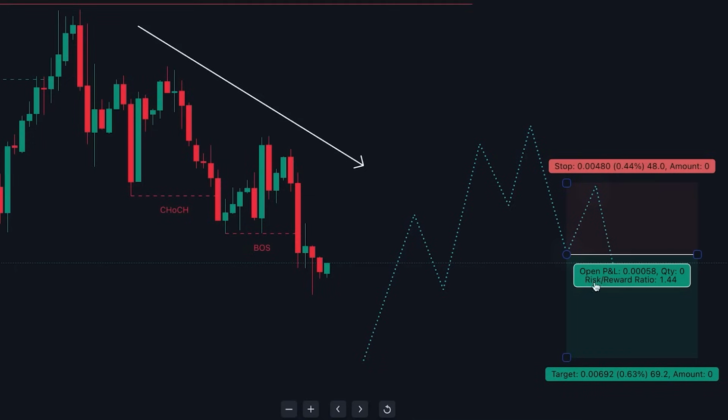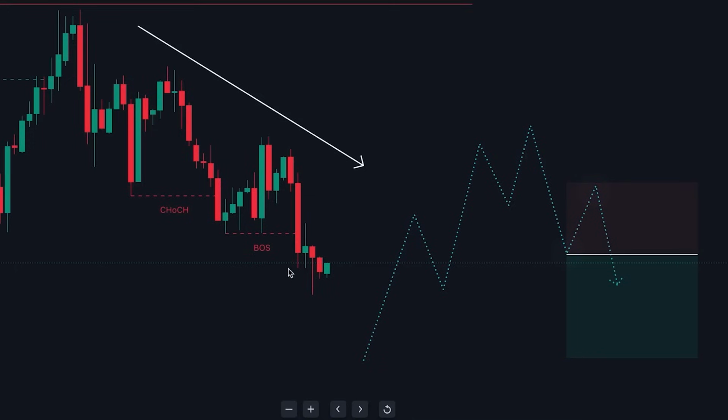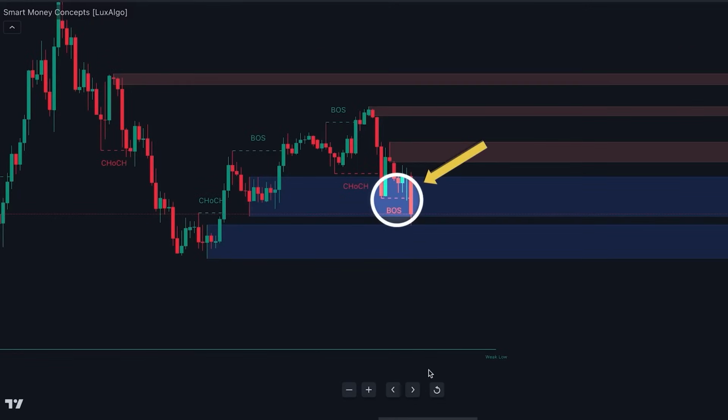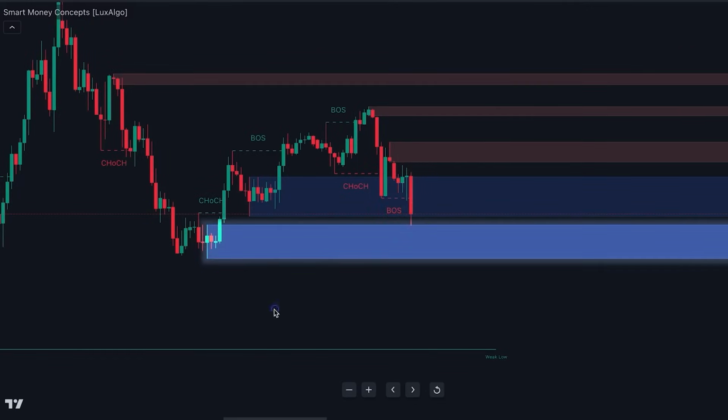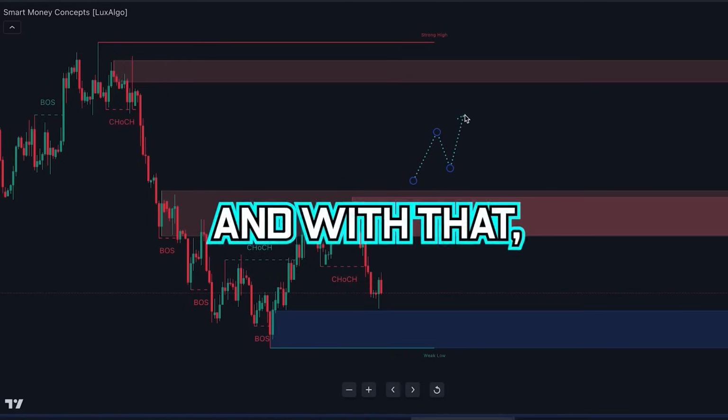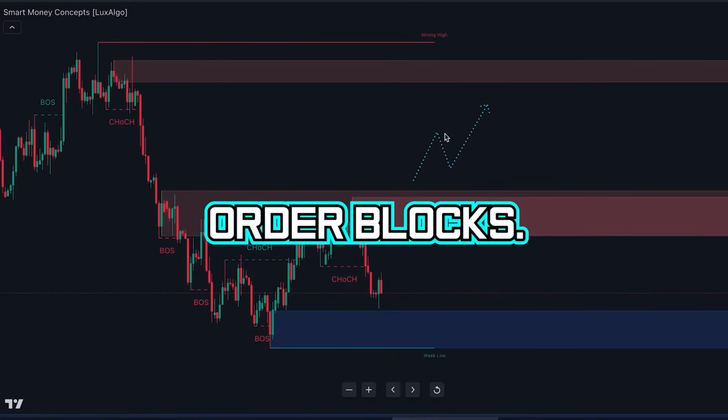While break of structures are more powerful than change of characters, you should also keep in mind that it depends on where you are in the market. If you get a break of structure and right below that break of structure is an order block, it might not be a good idea to enter based on that break of structure. And with that, let's talk about order blocks.